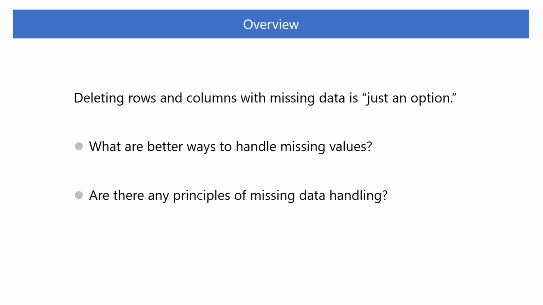When you find missing values in a dataset, you might want to delete rows and columns that contain missing data as useless. Deleting rows and columns that contain missing data is one of the ways to deal with missing data, but there are other ways. In this section, we will discuss some basic principles on how to handle missing data.